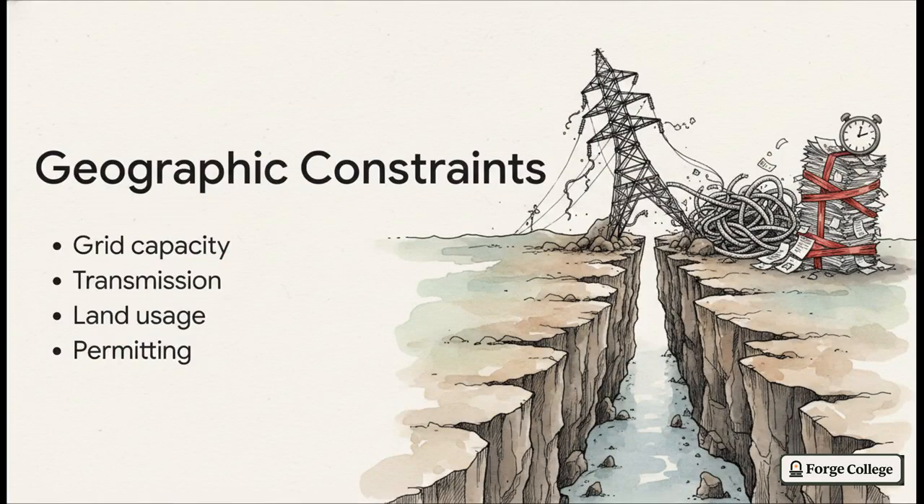The source material highlights these massive real-world bottlenecks. First, grid capacity. Can the local grid even handle your load without melting down? Second, transmission. Are there lines running to your site, or do you have to build them? Third, land usage. Is the terrain actually usable to build out your infrastructure? And finally, permitting. Because let's be real, a 24-month delay just to get local zoning approval will completely derail what looked like a theoretical dream site.